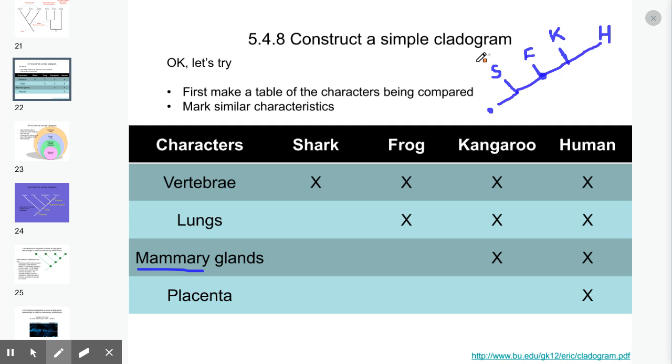So sharks have the least amount of characteristics, and as you work your way up this cladogram, you get more and more characteristics as they branch off. So that's how a cladogram works.